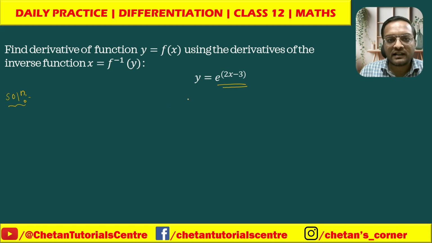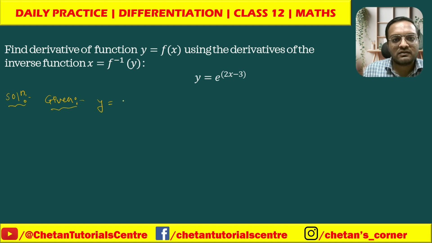This y is a function of x, and we have to convert it into its inverse function, which will be x is equal to f inverse of y. So the given function is in terms of x, and its inverse function will be in terms of y. So we have to convert the given function into its inverse function. Now how to do that? Let's see.